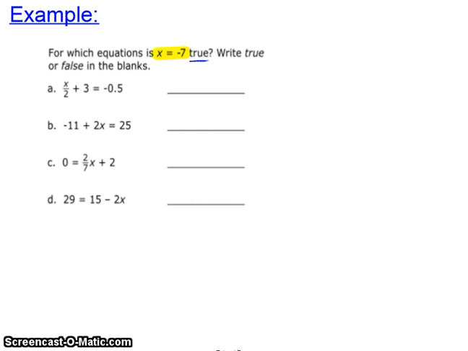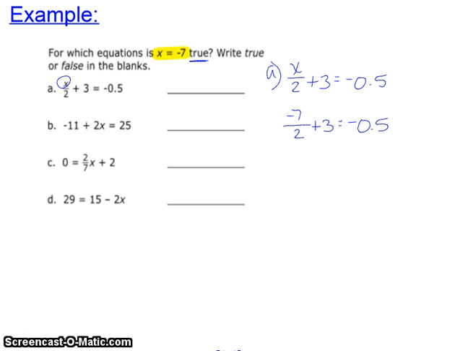All I have to do in these situations is, instead of putting my x here, I'm going to put my negative 7. So let's try A. It says x over 2 plus 3 is equal to negative 0.5. Like I said, instead of putting the x, I'm going to put the negative 7. So I have negative 7 over 2 plus 3 is equal to negative 0.5.